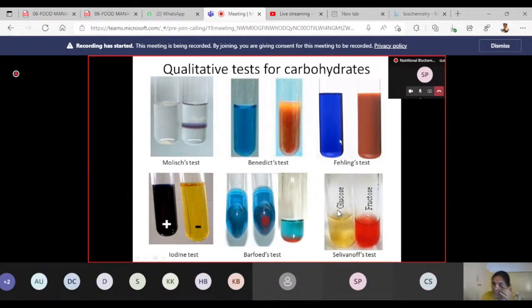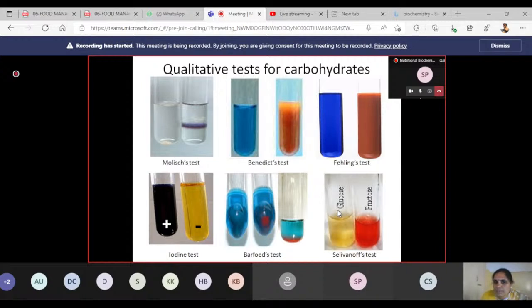The Benedict's reagent and Fehling's reagent will be blue in color, and you add sugar solution. On heating, on boiling, if it turns to a brown colored precipitate containing solution, it is a positive test. If it remains blue in color, it is a negative test. So if it turns into a brown precipitate, it shows the presence of reducing sugar.